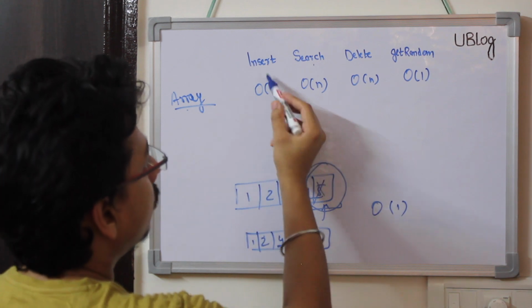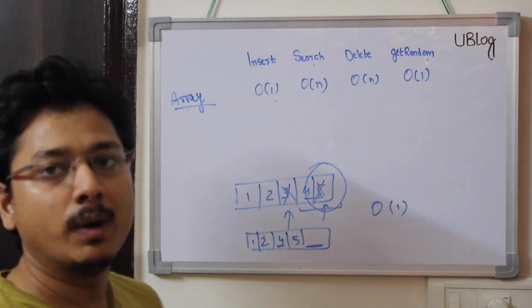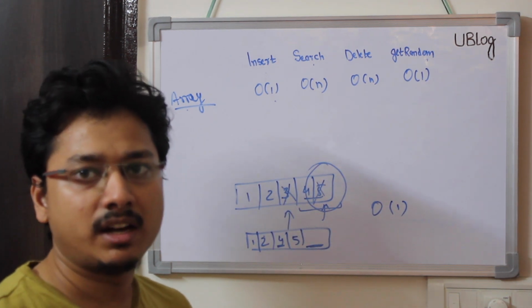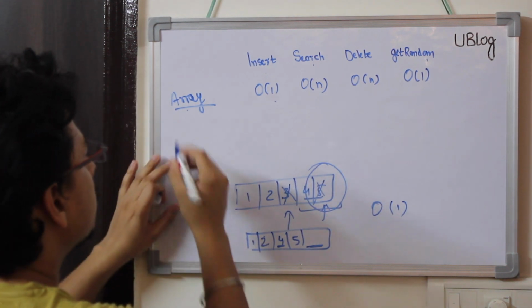So for array, 2 operations out of the given can be implemented in O(1), and the remaining 2 can be implemented in O(n). So now let's move to another data structure. Let's see how linked list performs.